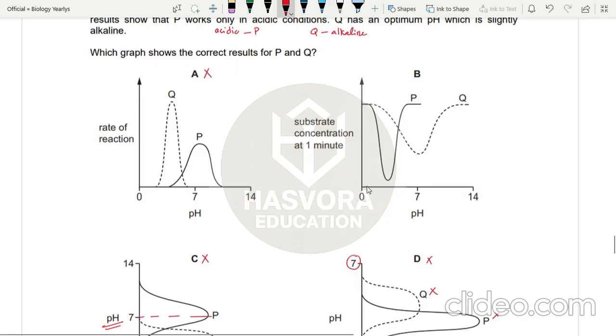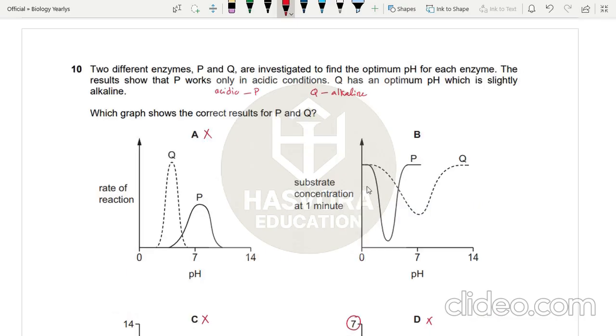Now one thing that students will be confused about in B is the substrate concentration at 1 minute. Why have they drawn this inverted graph of A? When we measure the rate of reaction, we either measure the increase in the product concentration or the decrease in the substrate concentration, because the substrate will form into the product, so it will decrease over time. So if the rate of reaction is increasing, it means the substrate will decrease. I hope you get the concept.